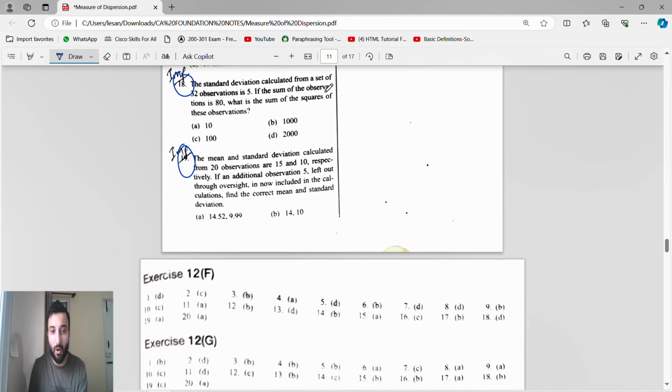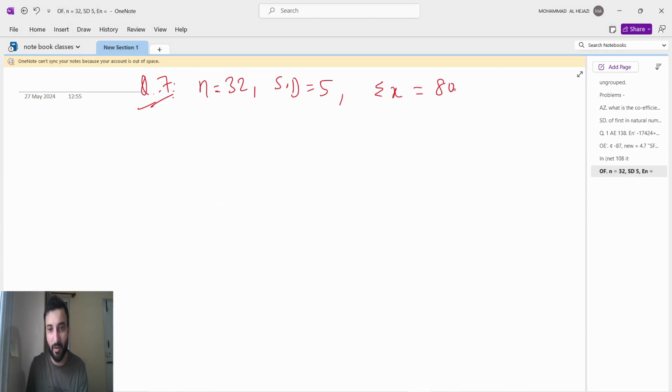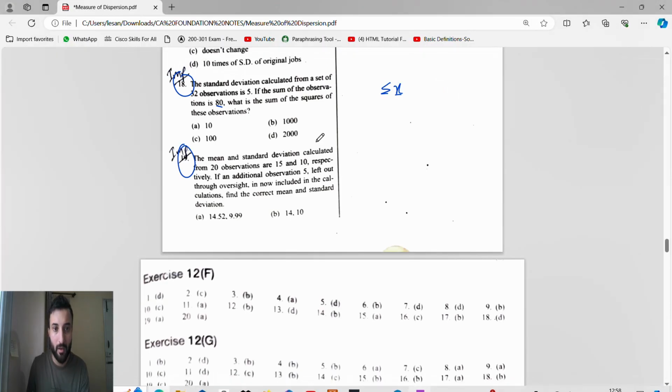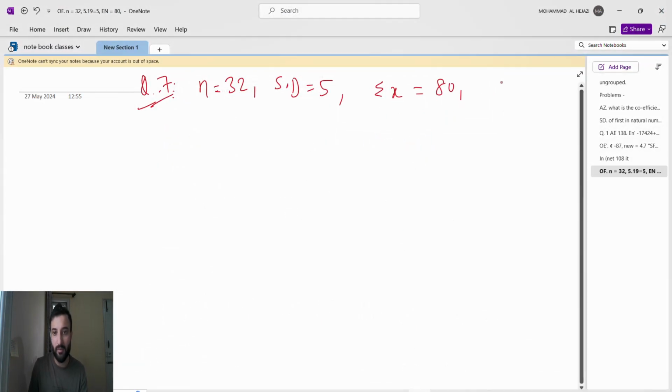If the sum of observations is 80, sum of x means the observations. The sum of observations is 80. What is the sum of squares of the observations? So we have to find the sum of squares of observations.